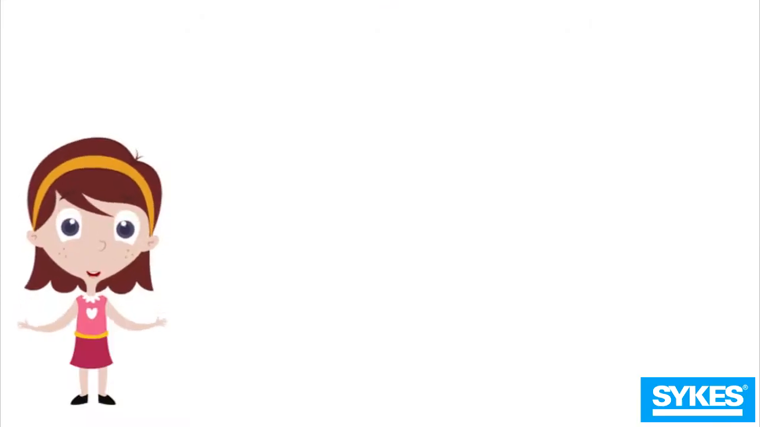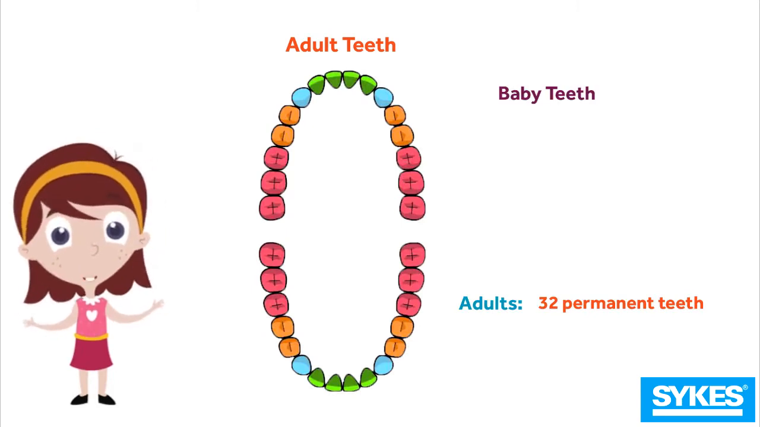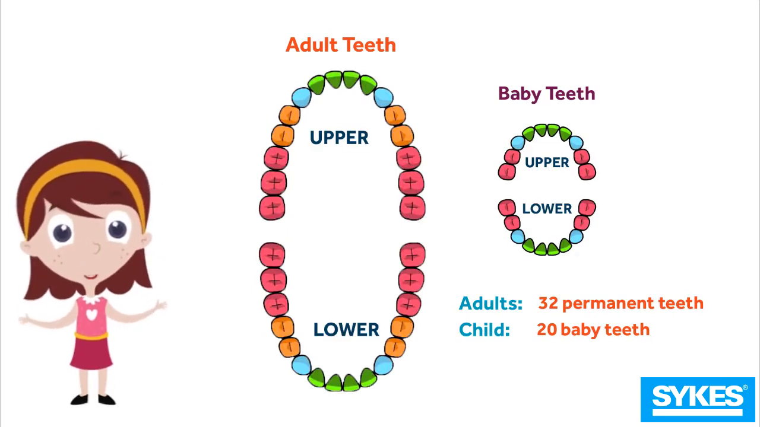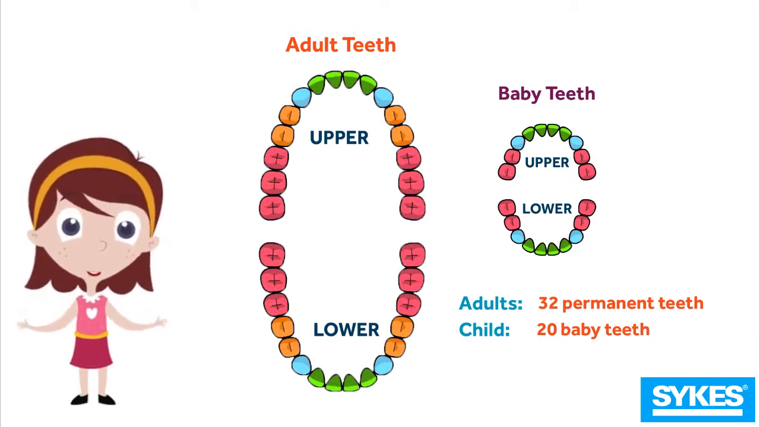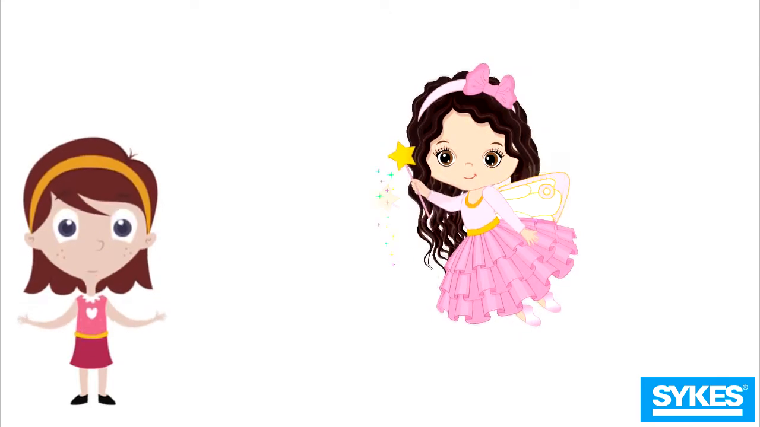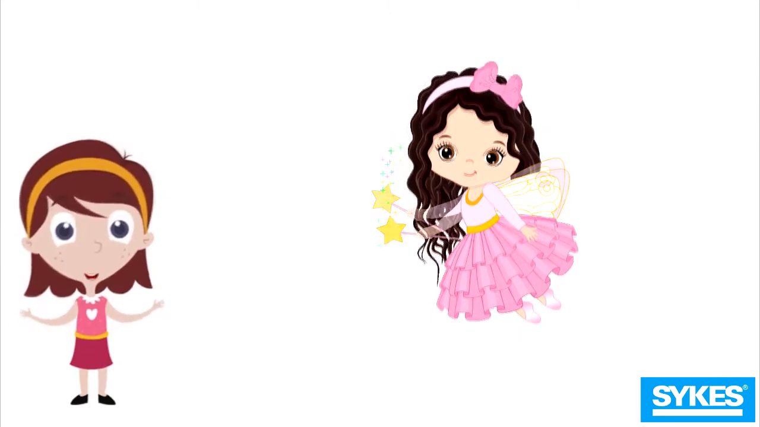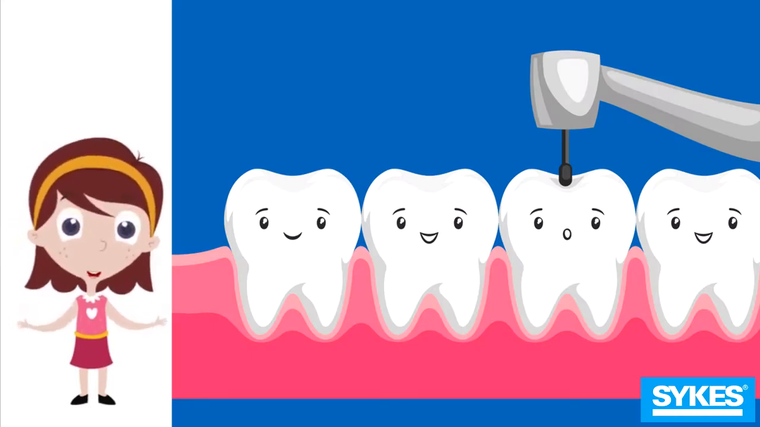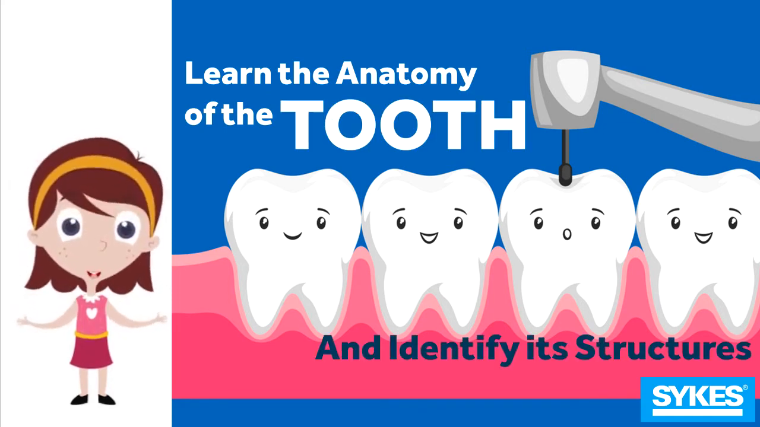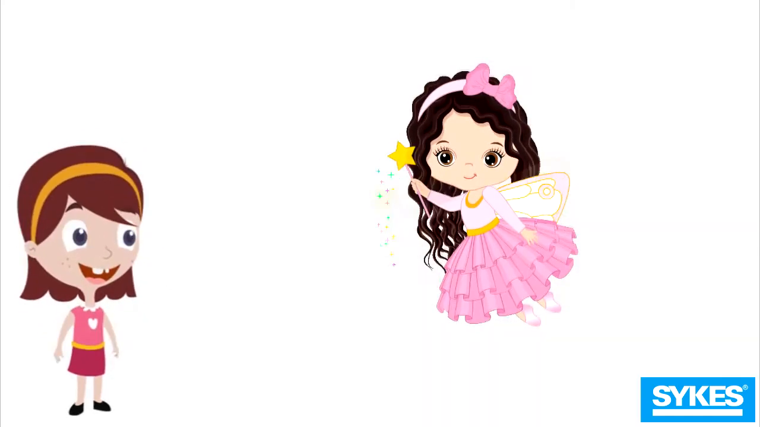Don't you know that an adult has 32 permanent teeth and a child has only 20 baby teeth? And each tooth has a function? Well, we are going to answer those questions today as we talk about teeth. By the end of the discussion, we will learn the anatomy of the tooth and identify its structure. Now let's go back to the questions earlier.